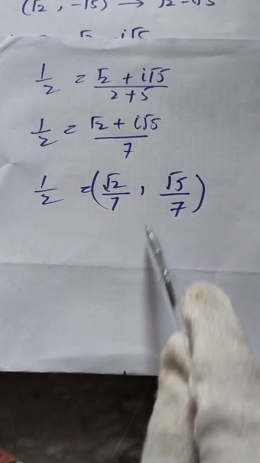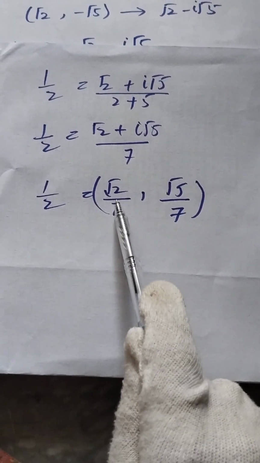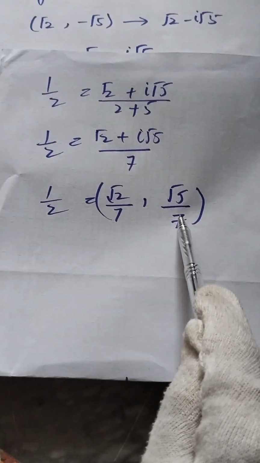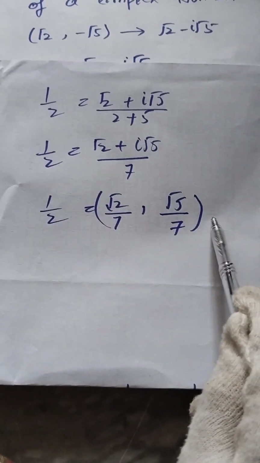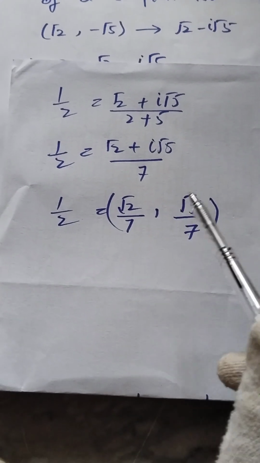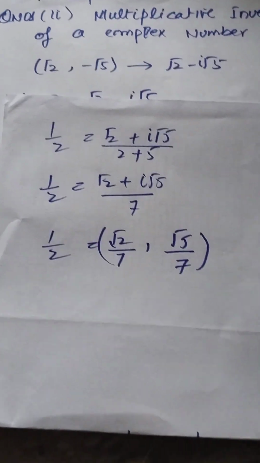We can also separate it and write it in the ordered pair form: under root 2 over 7 and now under root 5 over 7. This is the final solution of the multiplicative inverse of under root 2 comma minus under root 5.